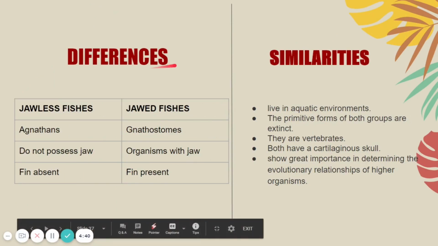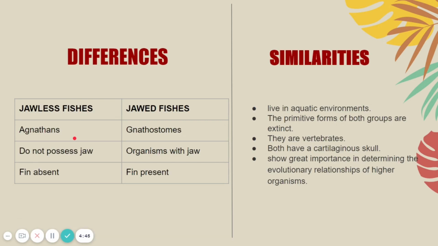Okay, now for the differences and similarities. For the differences, jawless fishes are known as agnathans, while jawed fishes are known as gnathostomes. Jawless fishes do not possess jaws, while jawed fishes are organisms with jaws. In jawless fishes, paired fins are absent, but in jawed fishes, paired fins are present.